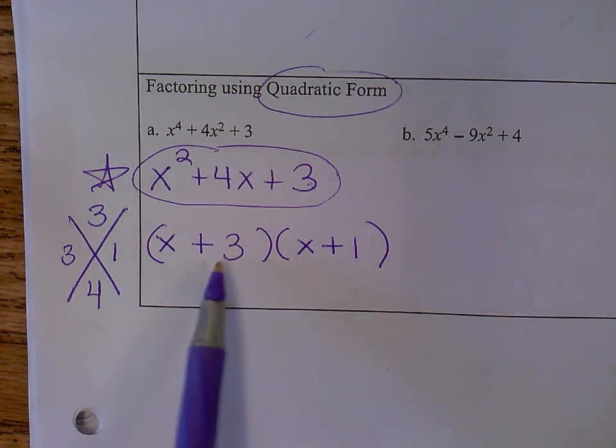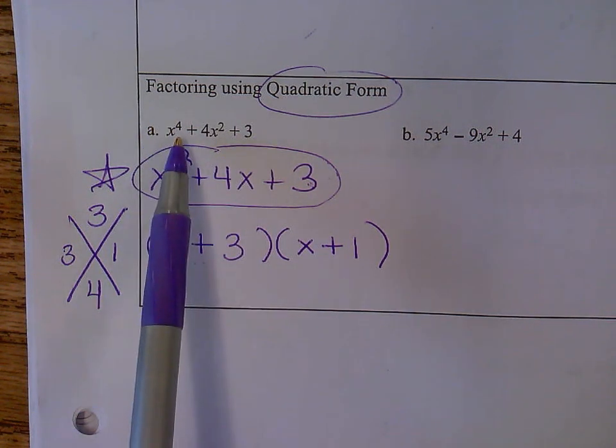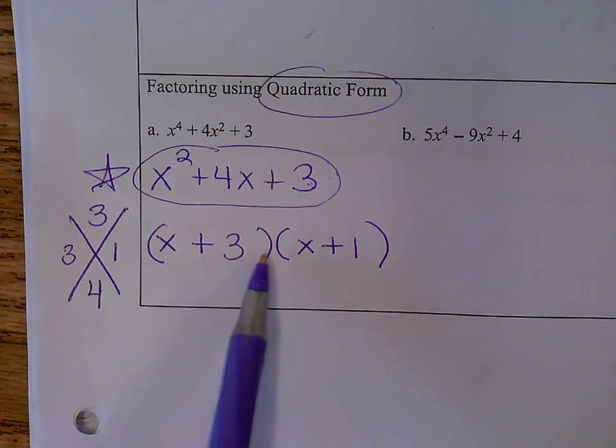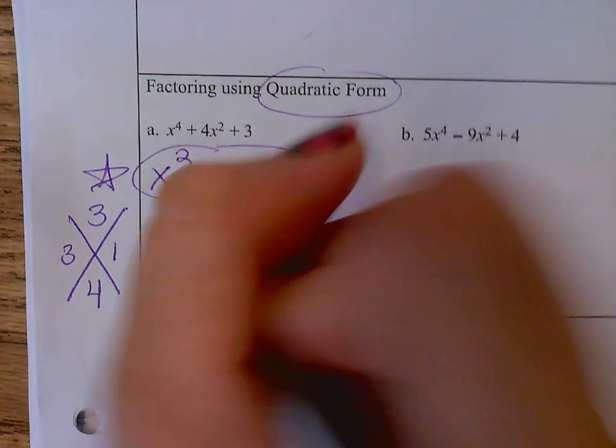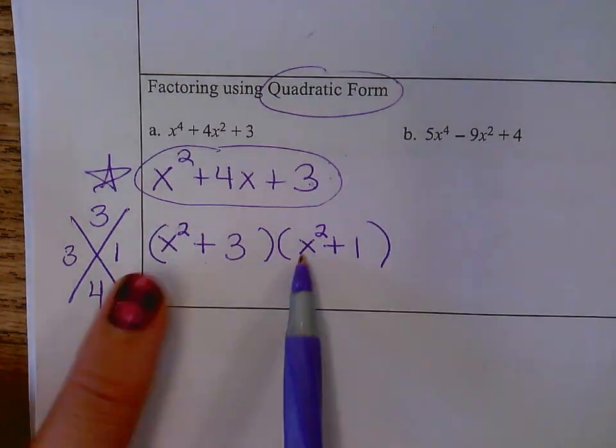How can I make these multiplied to a quartic function, this x to the 4th function? All I need to do is make this an x squared and make this an x squared. So once you've factored it, you change this back to x squared inside the function.